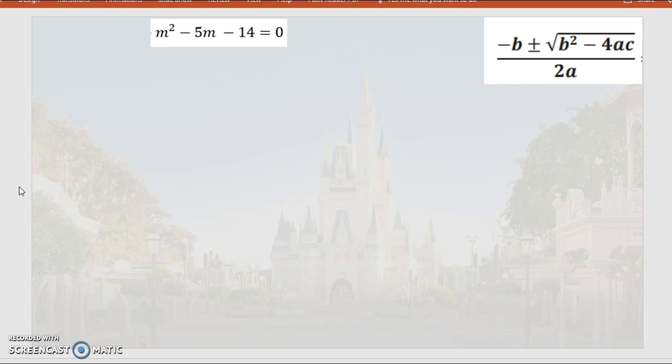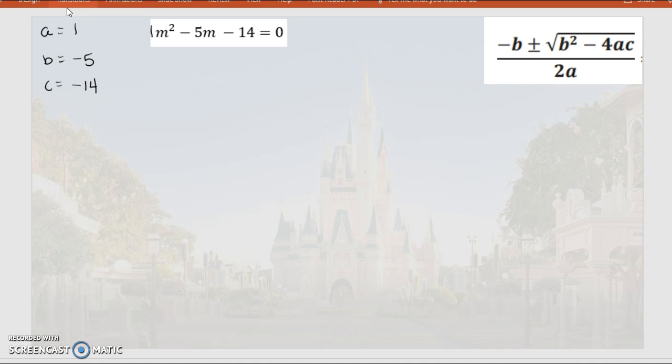So right here, it didn't go ahead and tell us what A, B, and C are, so let's go ahead and write it. A is always the first number. Oh, there isn't a number there, but we know that's an invisible 1. B is -5. Do not forget that it has a negative in front of it. And C is 14.